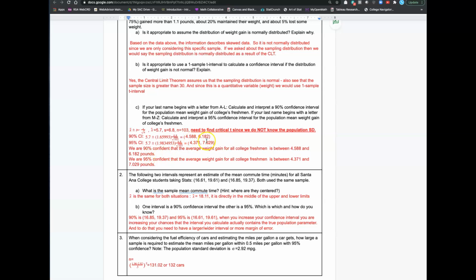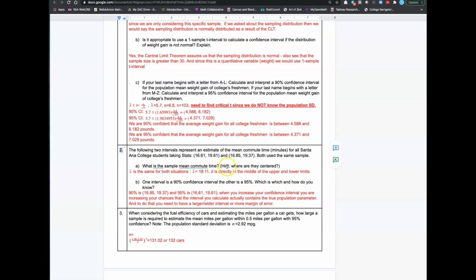And notice the width of each of these. Notice that the 90% confidence interval, I'm less confident, which means my estimate is smaller. I'm less likely to be correct with my estimate. A 95% confidence interval, it's wider, has more value, and that has to do with the test statistic. Okay, let's move on to number 2.